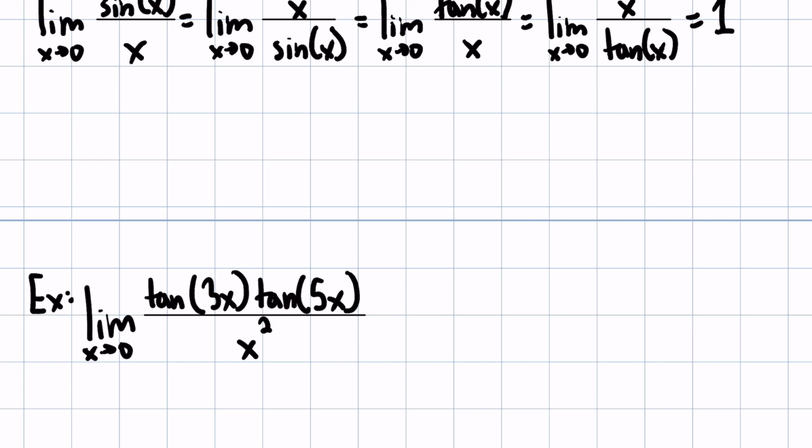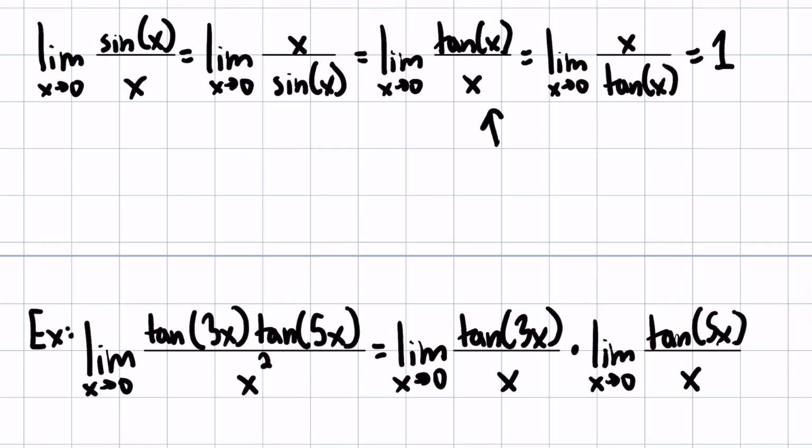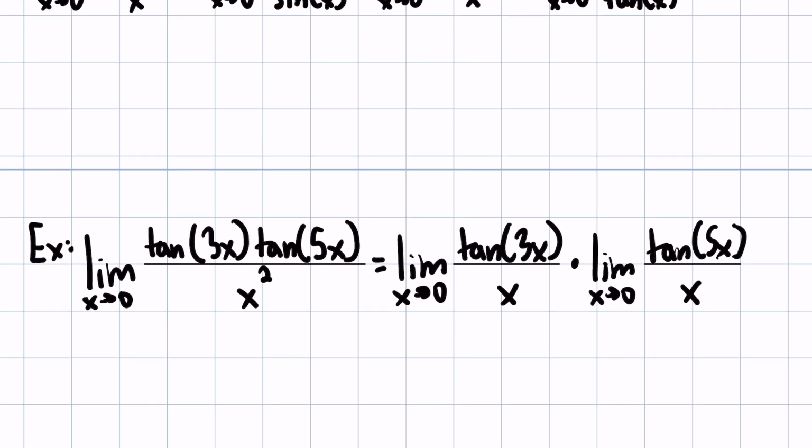So what we're going to do here is we're going to separate this out into the limit as x approaches 0 of tangent of 3x over x times the limit as x approaches 0 of tangent of 5x over x. Now, in order to apply this identity, we need what's in the parentheses here to be the same on the bottom, right? So if we have a 3x in the parentheses, we need a 3x on bottom. So we're going to multiply the first fraction by 3 over 3 and the second fraction by 5 over 5 in order to get those to match. I'm going to go ahead and leave the 3 from the top outside.